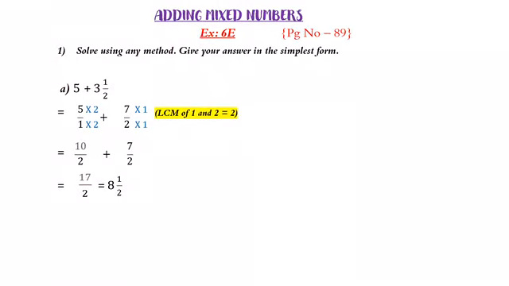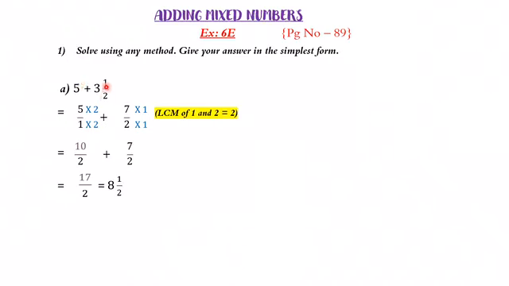Moving ahead to exercise 6E, here you have to add some mixed numbers also. Let us see an example. 5 plus 3 1 by 2. So 5 is a whole number. A whole number can be written as a fraction by keeping the denominator as 1. So I've written 5 as 5 by 1 so that it looks like a fraction to me. And now what about 3 1 by 2? There's nothing to fear about it.